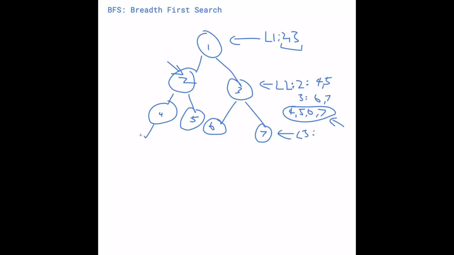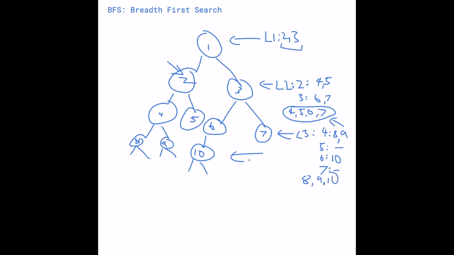basically repeat the process. So I'll just do a few more. Let's say it's 8 and 9, and then 10, and then so on. So level 3, we have 4, which is 8 and 9. We have 5 is empty. I'll just say that. 6 has 10, and 7 has nothing. So now we have 8, 9, and 10. So this will be for level 4, and you can see this process just keeps going over and over again.